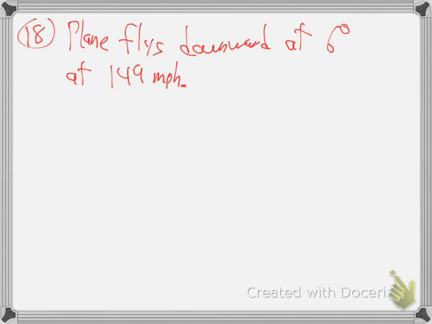So I think a picture would be helpful first off. So here's the runway. Here's the plane coming in, and this angle the plane's making is 6 degrees. And it's coming in at 149 miles an hour, like that. So it's coming in at 149 miles an hour, at an angle of 6 degrees.